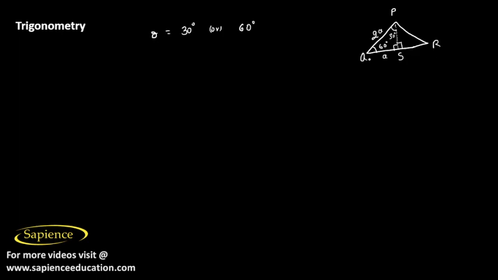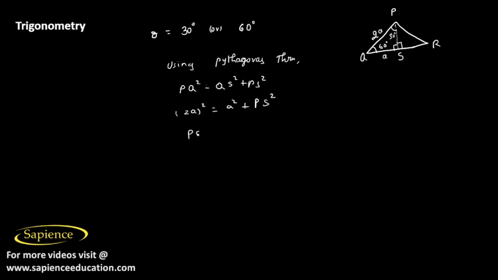If we consider only the triangle PQS, we have the PQ side and the QS side. Let us find the PS side using Pythagoras theorem first. PQ square is equal to QS square plus PS square. PQ square is 2A square, equal to QS square, which is A square, plus PS square, because we don't know its value yet. So PS square will be 4A square minus A square, so PS square is 3A square. PS is equal to the square root of 3A square, which is A root 3.